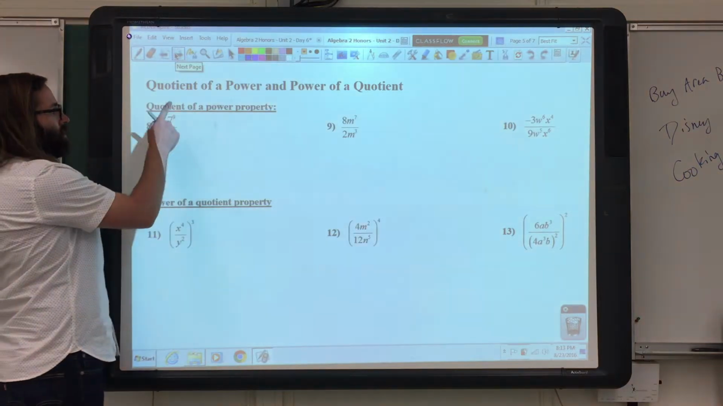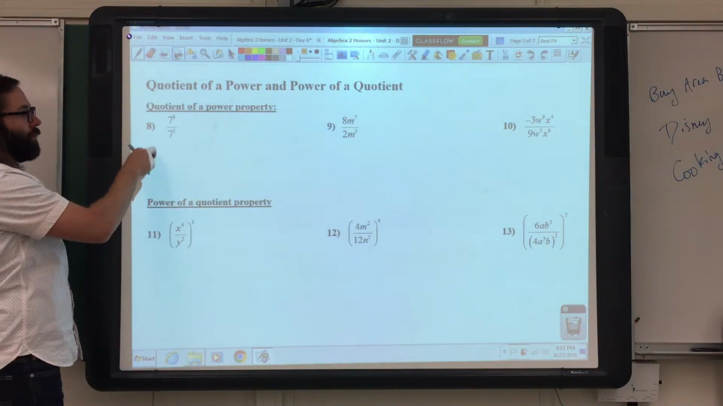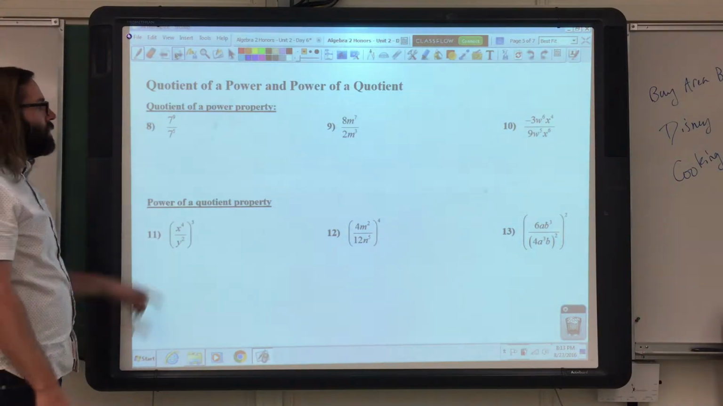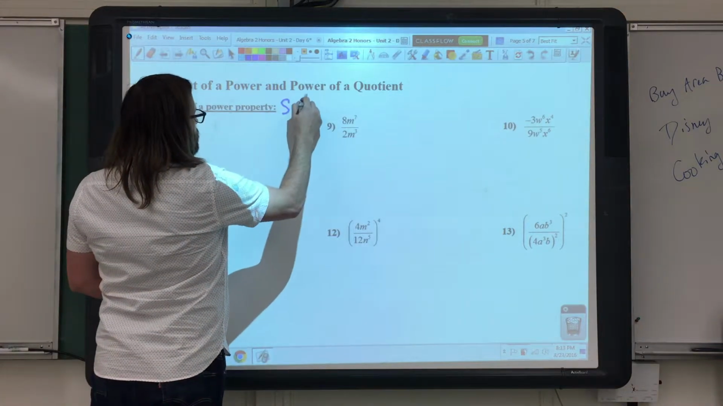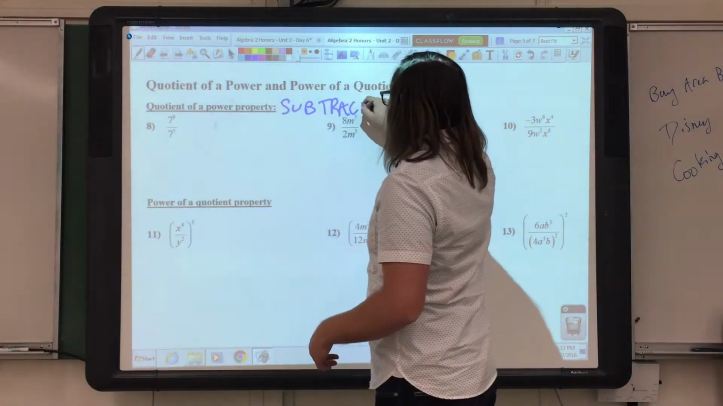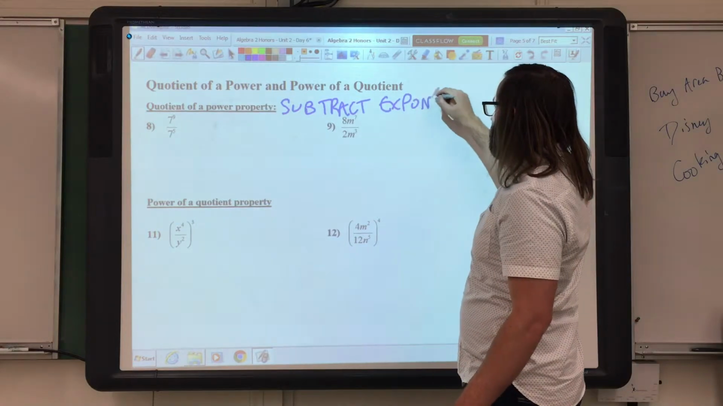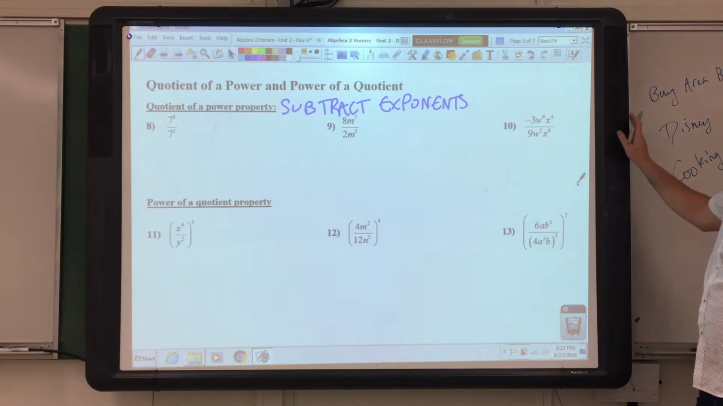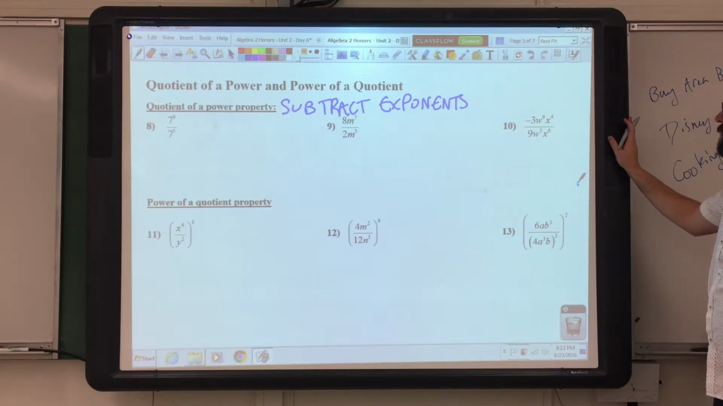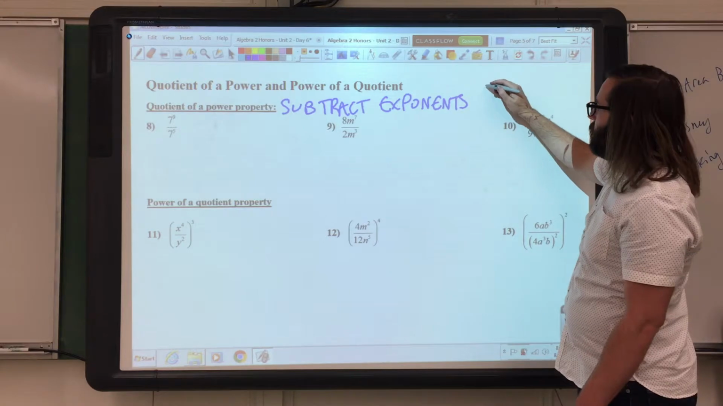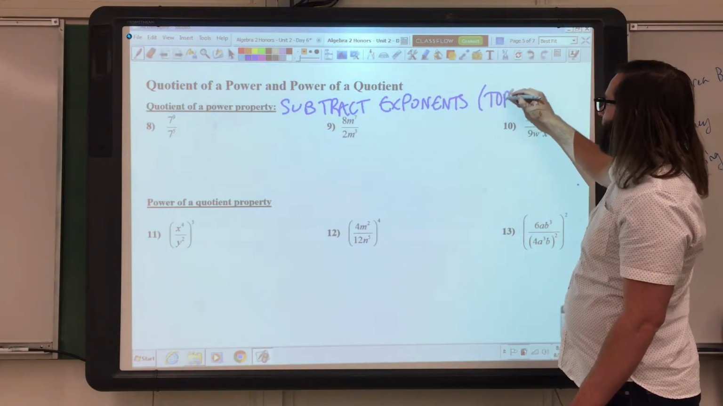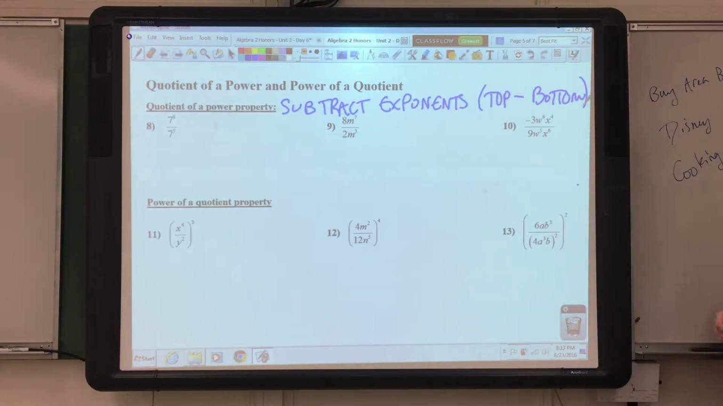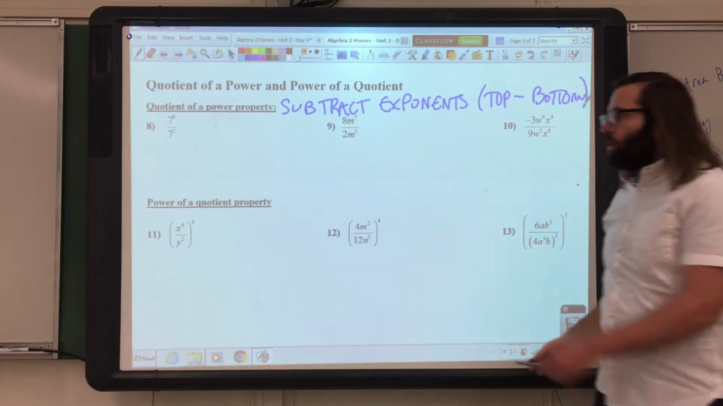Quotient of a power. When we're doing powers of powers, we multiply the exponents together. Okay, we add them together. This time with a quotient, we're going to subtract the exponents. Okay, you subtract the exponents. So generally, you do top minus the bottom, whatever's bigger.